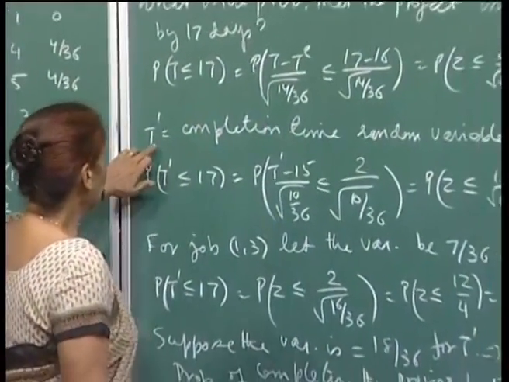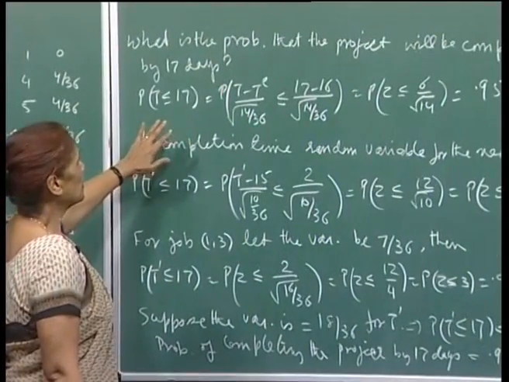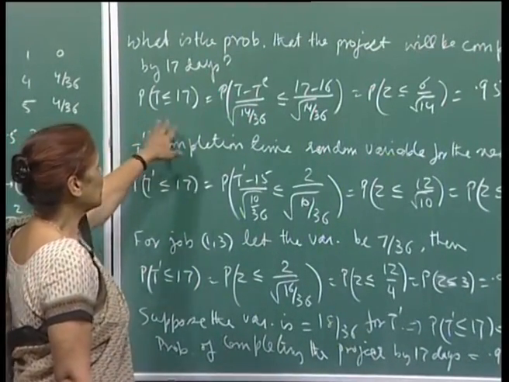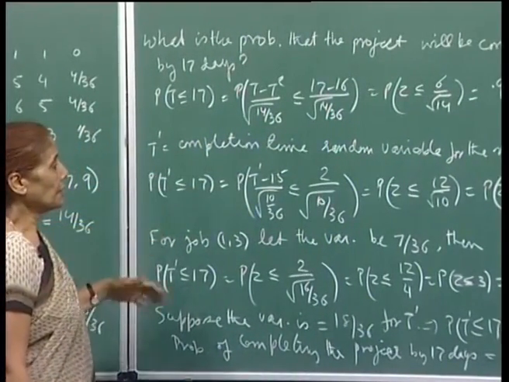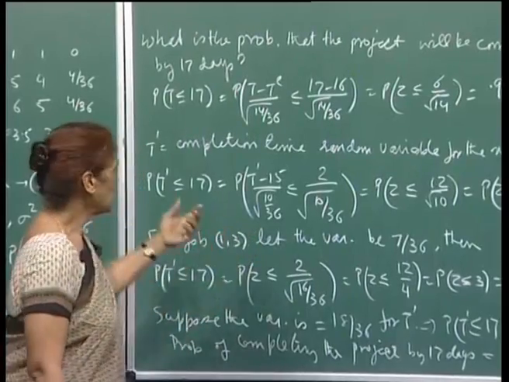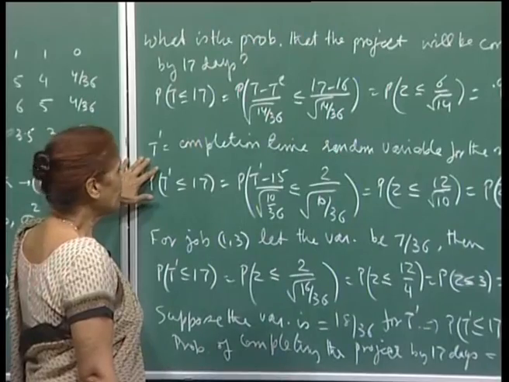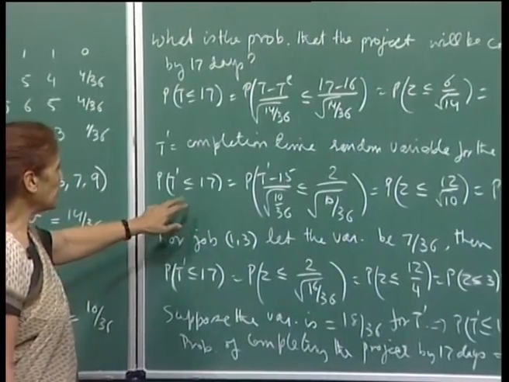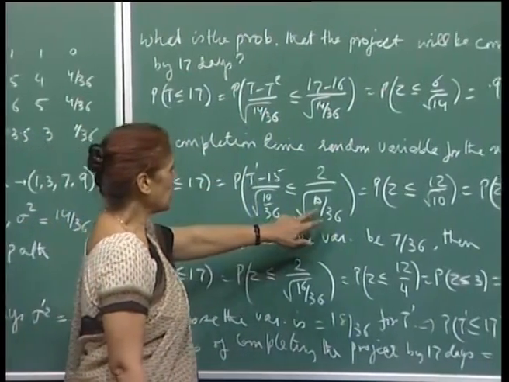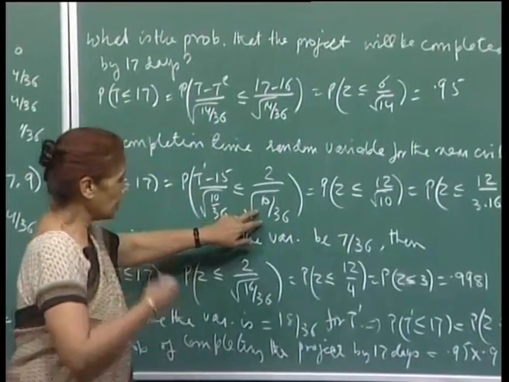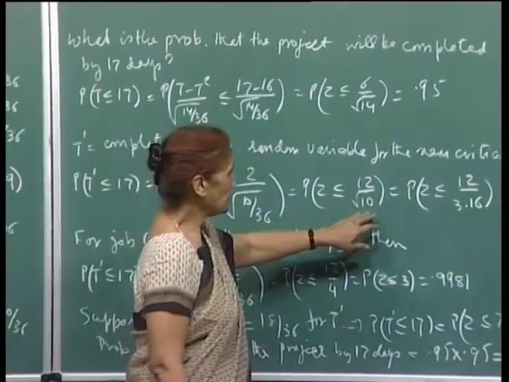I am trying to show you that once we have computed the probability of completing the project by 17 days, which came out to be 0.95, now I want to look at the effect of the near critical path. So, let T prime be the completion time random variable for the near critical path. Then we want to compute the probability that T prime is less than or equal to 17. By the same calculation, since the variance for the near critical path is 10 upon 36, this comes out to be this.